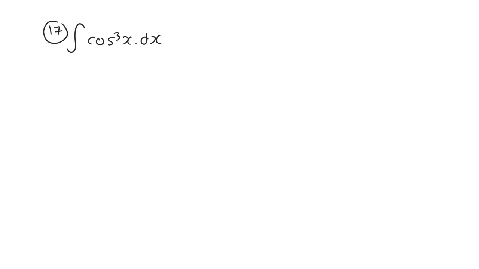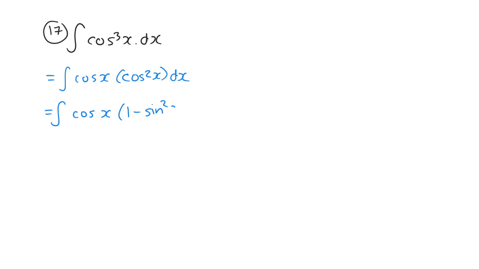And last one then, number 17, we're integrating cos cubed. So again, it's an odd power. So cos x times cos squared x. Then we can change the cos squared into 1 minus sine squared. And then multiply out the bracket.